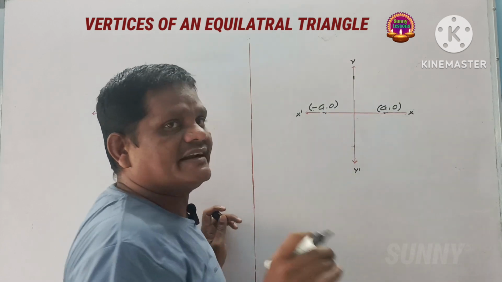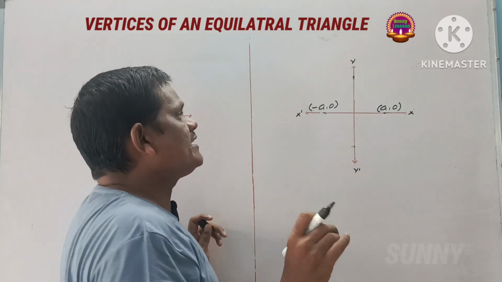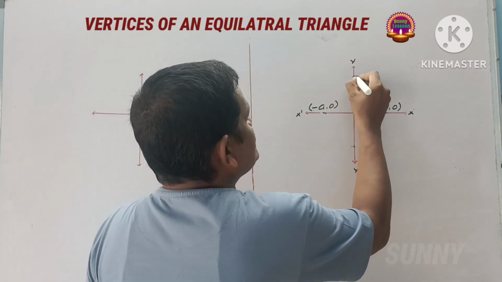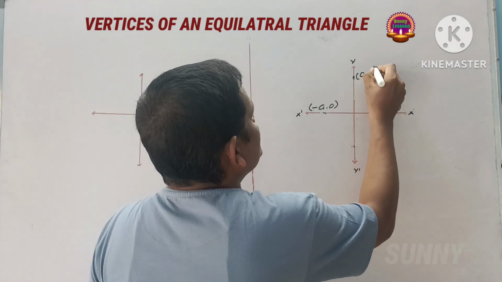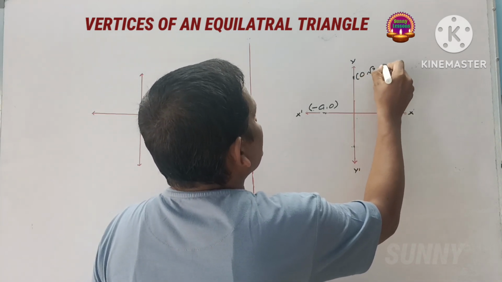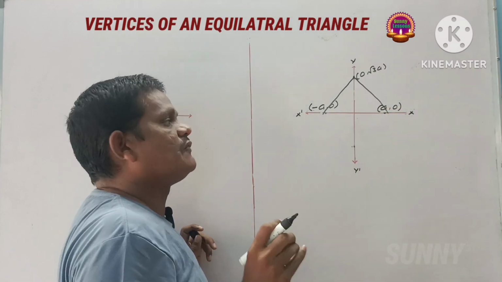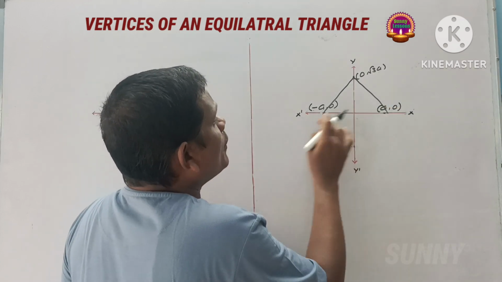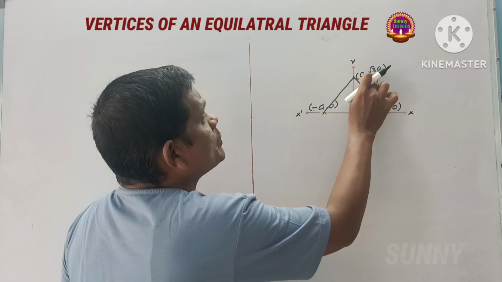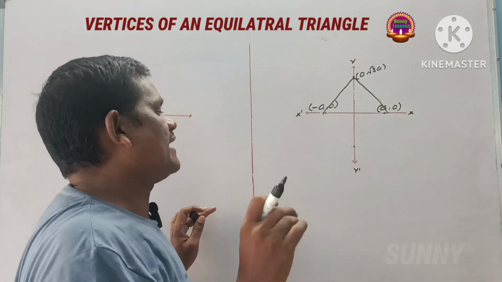Two vertices are given in an equilateral triangle, and the third vertex lies on the y-axis. So the third vertex is (0, root 3 a). If you join these points, an equilateral triangle is formed. So (a, 0), (-a, 0), (0, root 3 a) form an equilateral triangle.